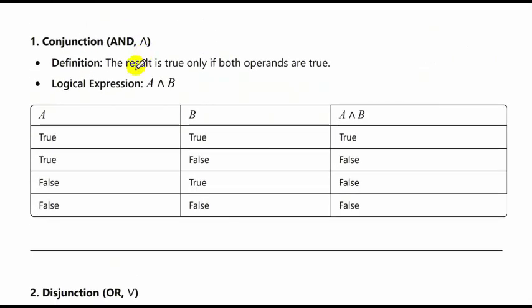In conjunction, we use the symbol AND. The result is true only if both operands are true. That is, if both the propositions are true, then only the conclusion is true in the conjunction proposition. So only when A and B are true, it is true, otherwise it is all false. Even if one of them is false, it is false.